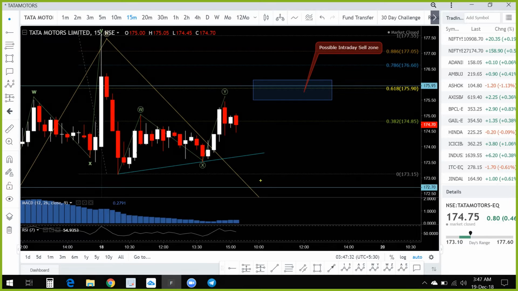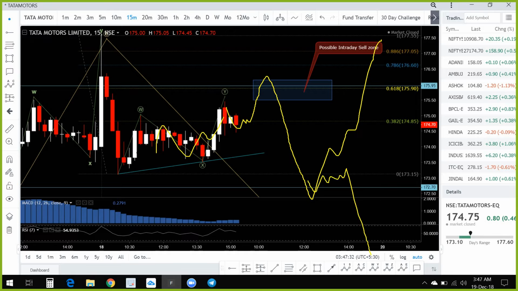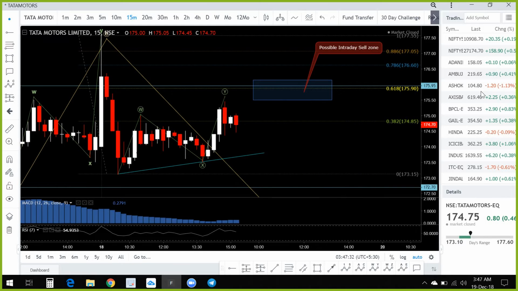Once this is complete, this is a WXY. We are expecting this to come here and then make that move. And once it's here, it might go back up or it might go completely downside, but we'll decide that once it is here. But this is a possible sell. So what has happened after that?